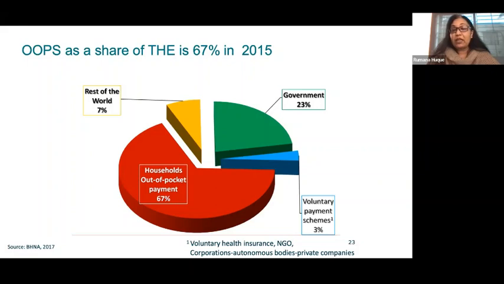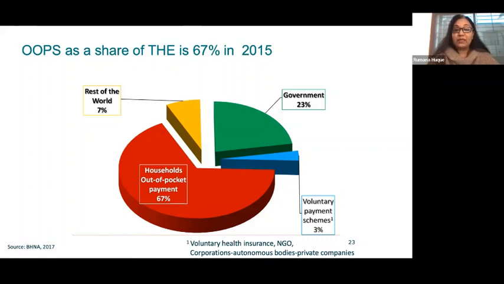And the government spends 23% of the total health expenditure. And this is from the Bangladesh National Health Account 2017. Data was used till 2015. So the government's share in the total health expenditure is quite low, lower than expected. It is only 23% in Bangladesh.